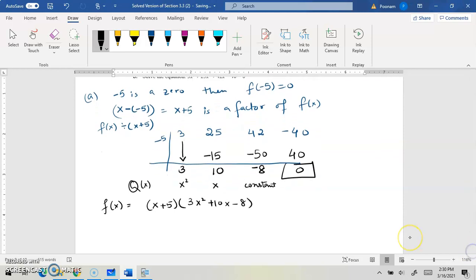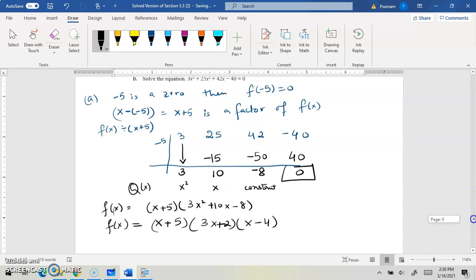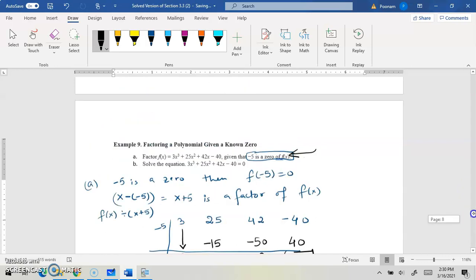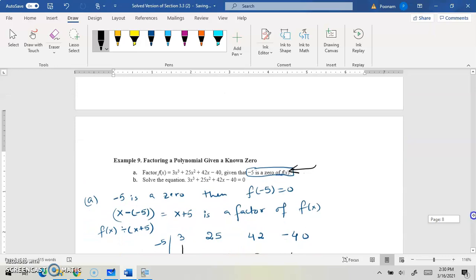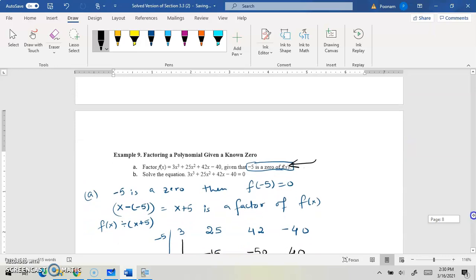Now, I already have one factor, x plus 5. The remaining is a quadratic polynomial. I can factor that easily. Factorizing this, I would get 3x plus 2 times x minus 4. So we have factored f of x. That was the first part of the question. Using the fact that negative 5 is a zero, factor the function, and solve this equation.